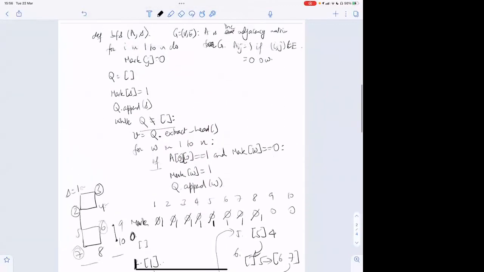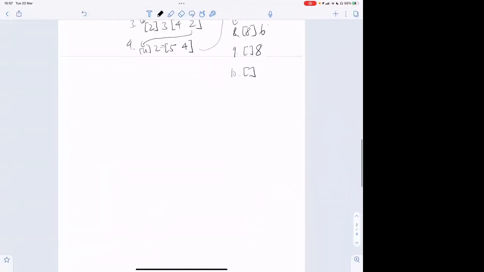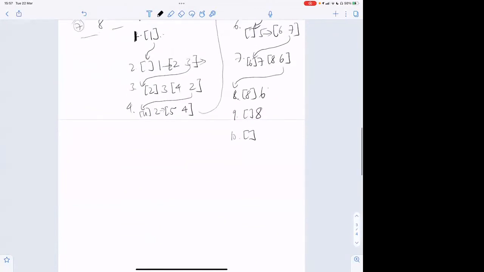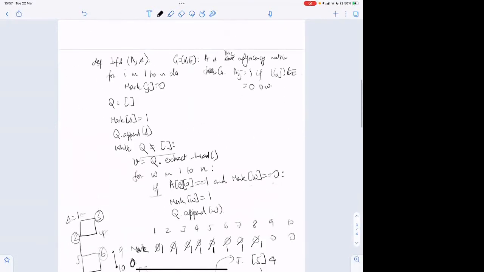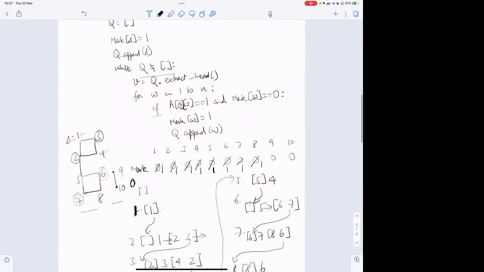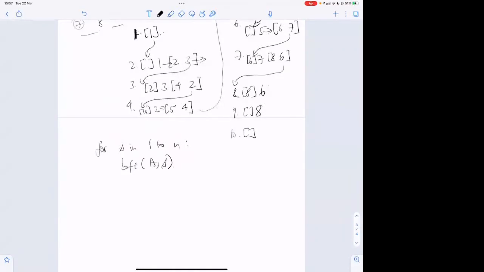So that's simple. You just run this: for S in 1 to n, do BFS(A, S), correct? Or you can write this inside a loop and do it multiple times, correct? You might think that this takes a long time to do because you're doing the same thing again and again, but let's do the complexity analysis first.